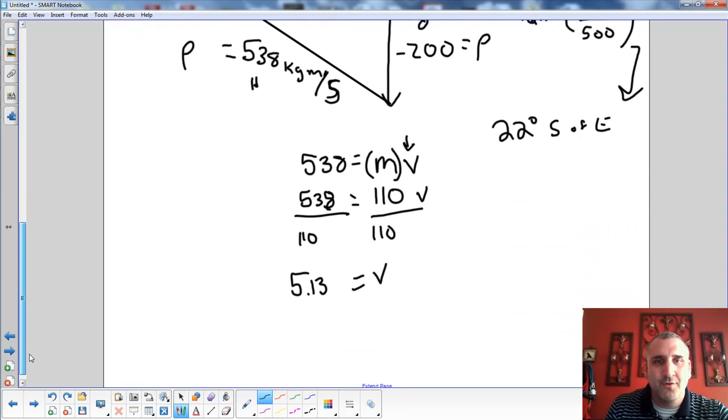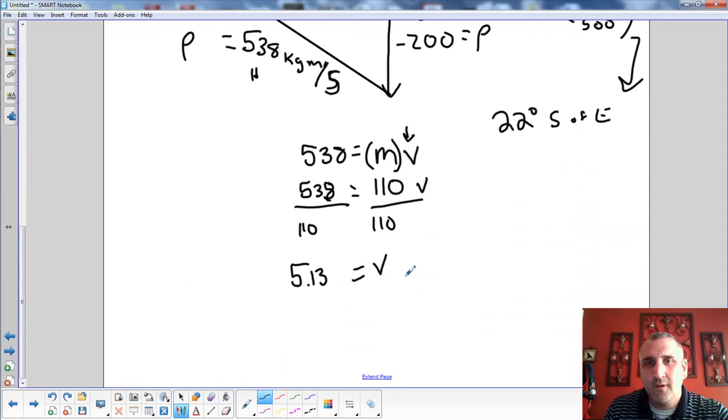So your new velocity for your hippopotamus would be 5.13 meters per second at 22 degrees south of east. So I hope that helps.